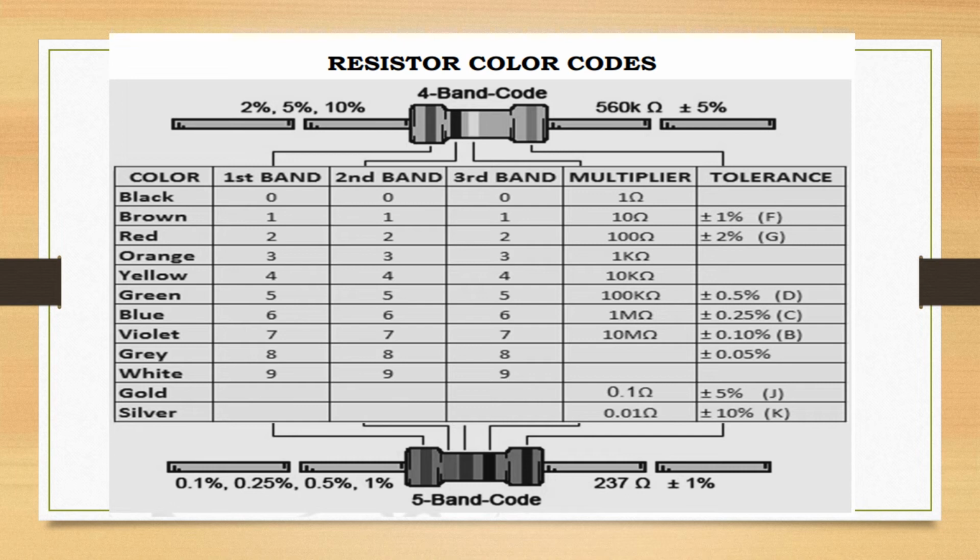There's no equivalent for the first to third band of gold and silver, but there is a multiplier for gold, 0.1 ohm, with a tolerance of plus or minus 5%. While for silver, the multiplier is 0.01 ohm, with a tolerance of plus or minus 10%.